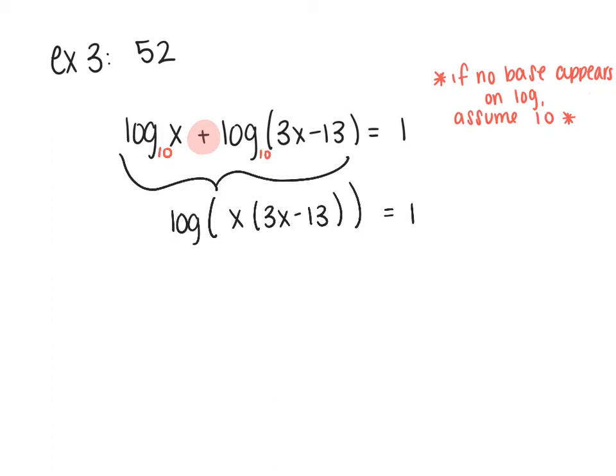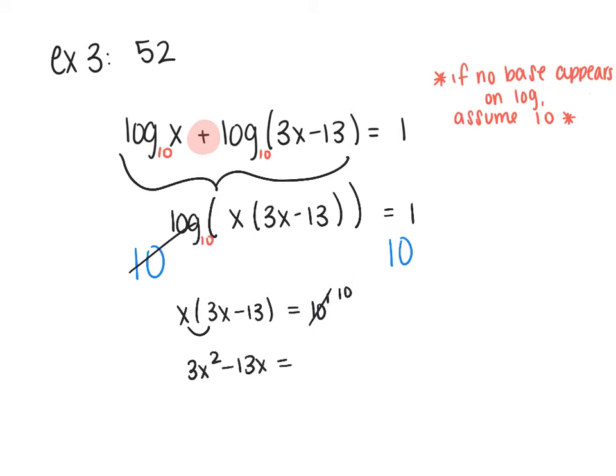Now that I have one log, remember it's base 10. To undo that, it's log base 10, so I'm going to 10 to the power of that thing on both sides. The log and the 10 will cancel, which will leave me with x times 3x minus 13, and 10 to the 1 power, which just equals 10. So however you want to write that, 10 to the 1 is 10. So I'm going to distribute that and have 3x squared minus 13x equals 10.